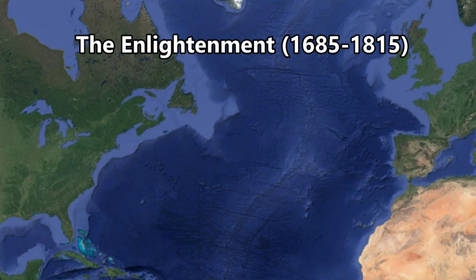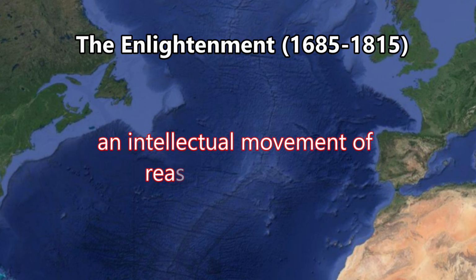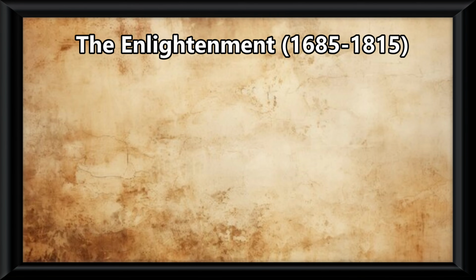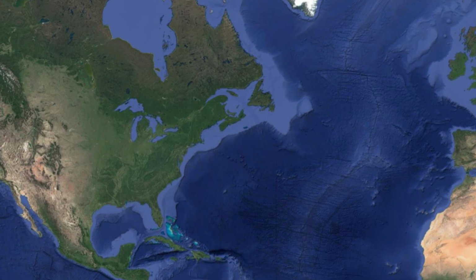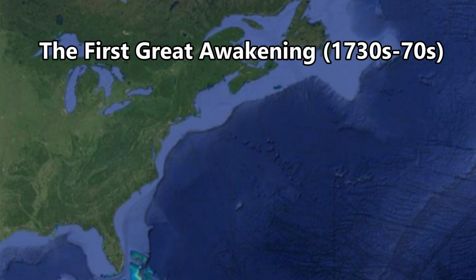The Enlightenment also started in Europe, which was an intellectual movement of reason and science. This would have a heavy influence on colonists later when the revolution would start, with ideas like freedom of religion and equality. But in this video, all you need to know is the initial response to the Enlightenment in the colonies, which was the First Great Awakening.